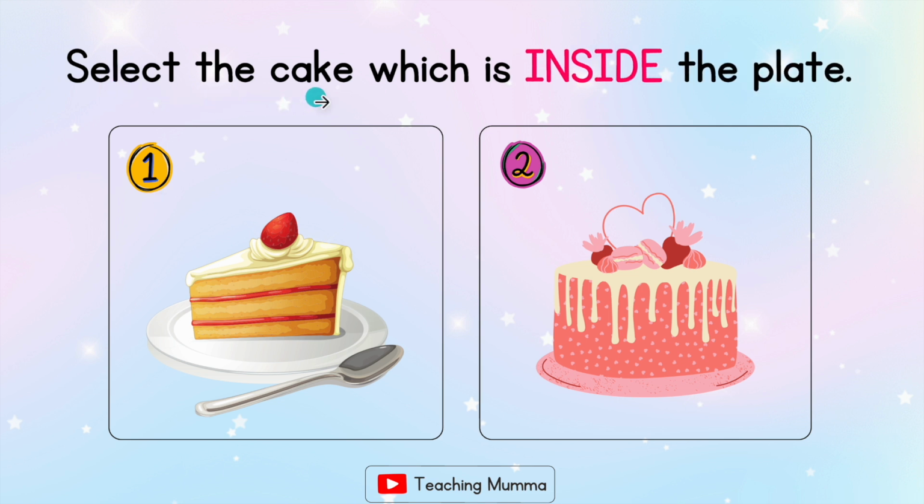Select the cake which is inside the plate. Option 1 and option 2. So tell me, which cake is inside the plate and which cake is just lying around? Which one is the right answer? Option 1 or option 2? You are right. Option 1 is the right answer because here the cake is inside the plate. Very good.